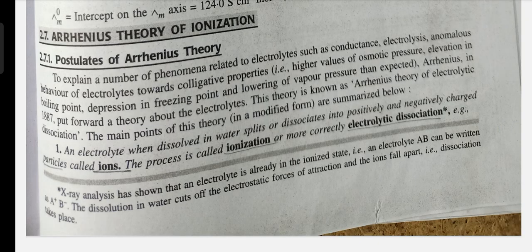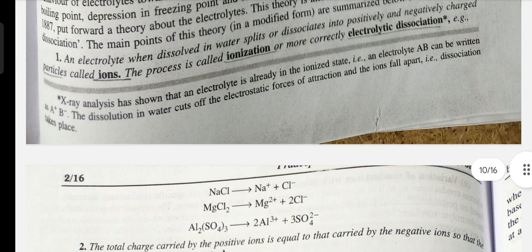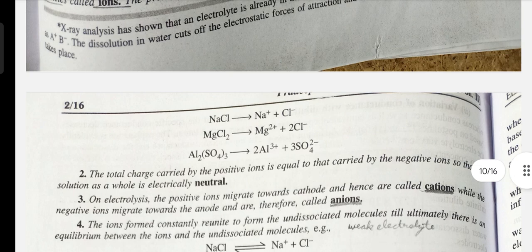Postulates of Arrhenius theory. To explain a number of phenomena related to electrolytes such as conductance, electrolysis, and anomalous behavior of electrolytes towards colligative properties, Arrhenius put forward a theory about the electrolytes. This theory is known as the Arrhenius theory of electrolytic dissociation. The main points: number 1, an electrolyte when dissolved in water splits or dissociates into positively and negatively charged particles called ions. The process is called ionization, or more correctly electrolytic dissociation. Example, NaCl gives Na positive and Cl negative.